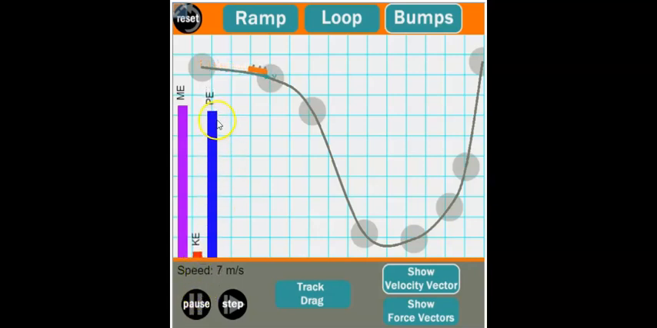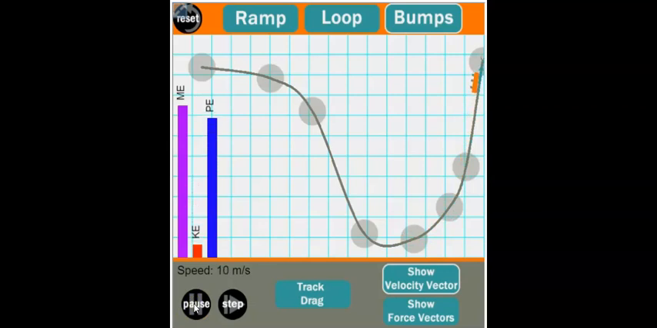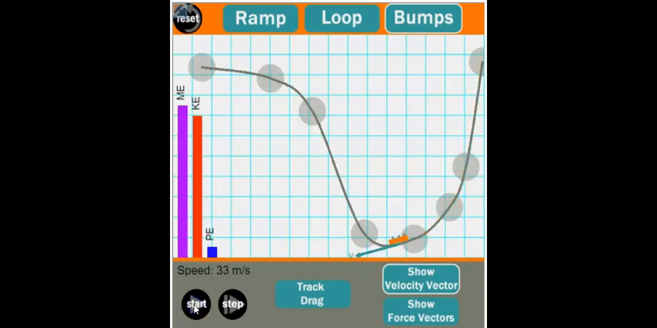You see, as the blue decreases, the red increases, and here we are at the bottom with the maximum velocity. And now we're back up to the top. We have 0 KE, maximum PE, and let's reverse the process. There we are, maximum speed again. And all the way back to the top.